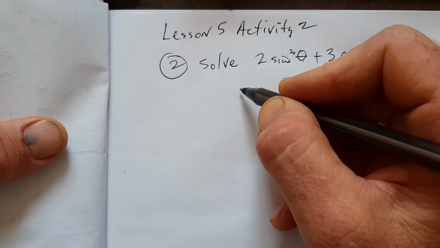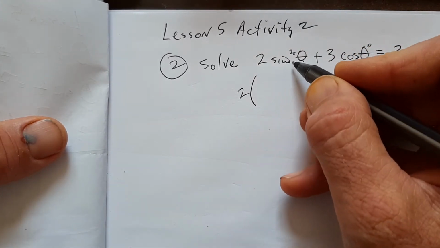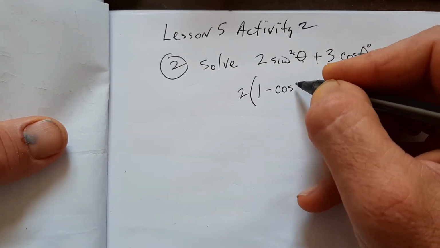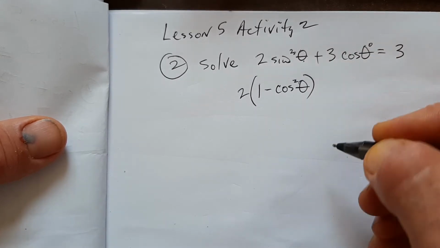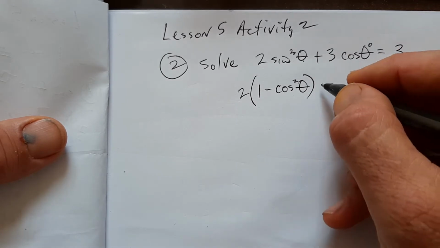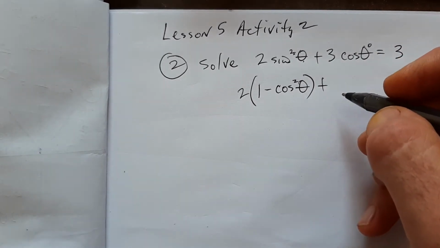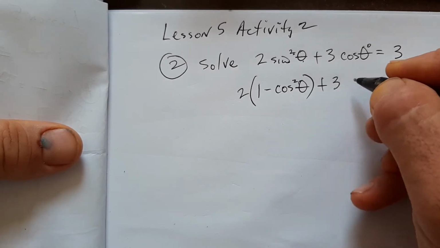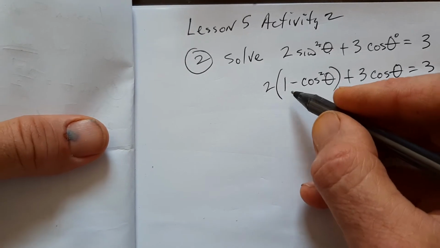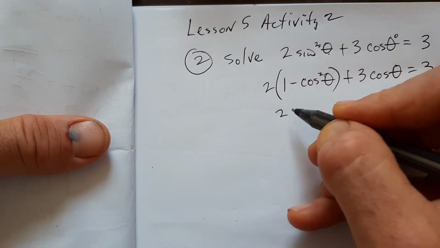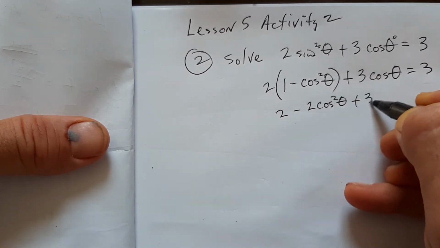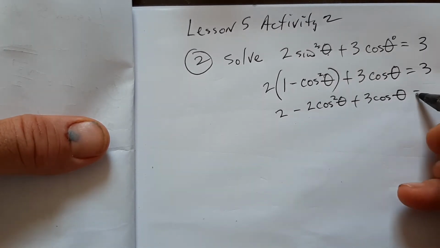Okay, here I go. 2 times, okay, if you see sine squared theta, you know it's 1 minus cosine squared theta. Okay, and that way we'll have cosine and cosine, right? We'll get one variable instead of two. Okay, so we're trying to get less variables, and we'll get it all on one side. Let's see, 3 cosine theta equals 3. So expand this. So you got 2 minus 2 cosine squared theta plus 3 cosine theta equals 3.